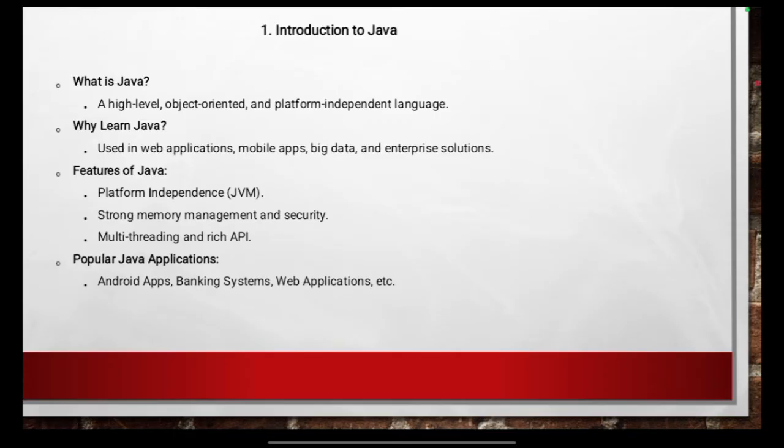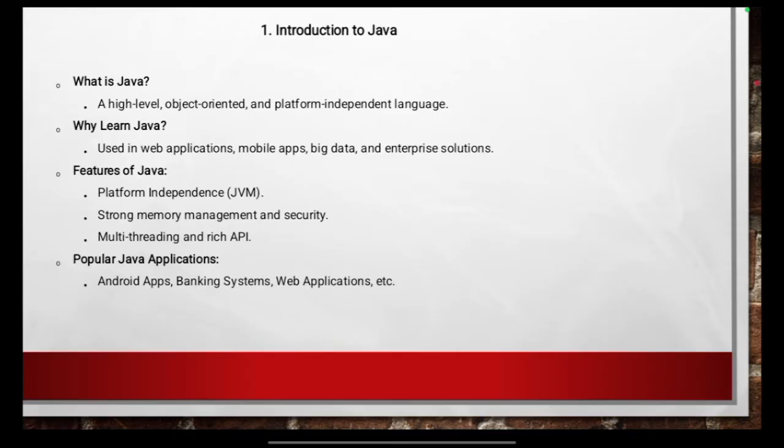Strong memory management and security. Java includes automatic garbage collection to manage memory efficiently, freeing unused objects automatically. Additionally, it has a robust security model including runtime checking and secure APIs to prevent threats like viruses and unauthorized access.